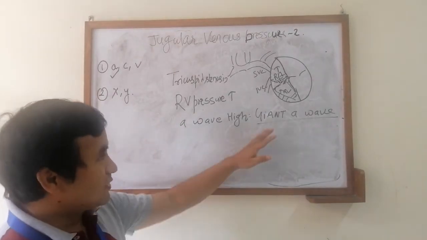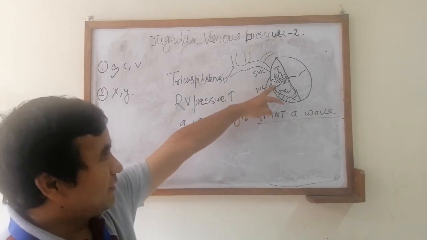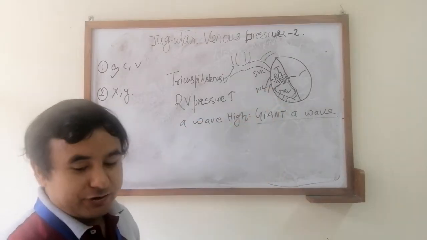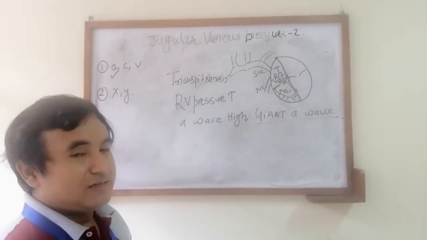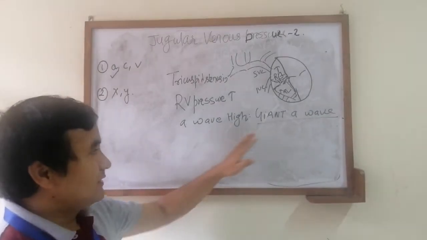So what are the causes of giant A wave? The causes of giant A wave are tricuspid stenosis or right ventricular hypertrophy, pulmonary artery hypertension. These are the causes of the giant A wave.